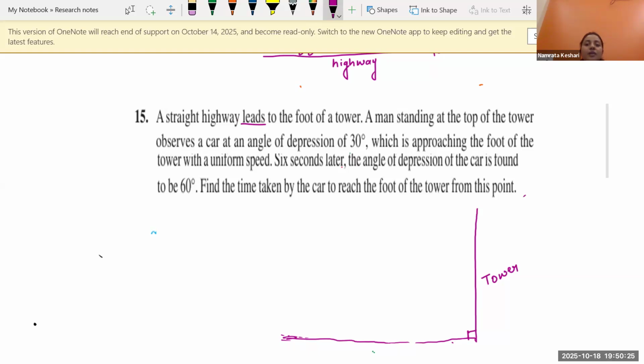Yes, ma'am. Okay. A man is standing at the top of the tower, and observes a car at an angle of depression of 30 degrees. So there is a car on the highway, of course, and the man observes the car at an angle of depression of 30 degrees. Angle of depression always gets created with the horizontal line. So through the eye of the man, we have to draw a horizontal line like this. And this angle of depression, this is 30 degrees. Clear?